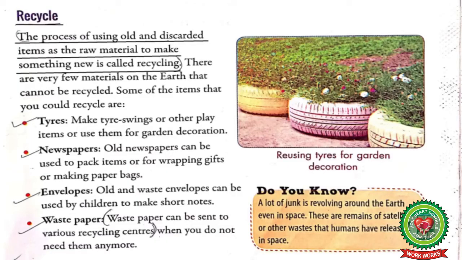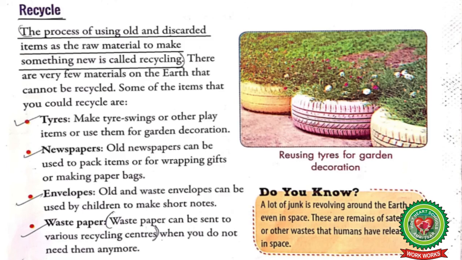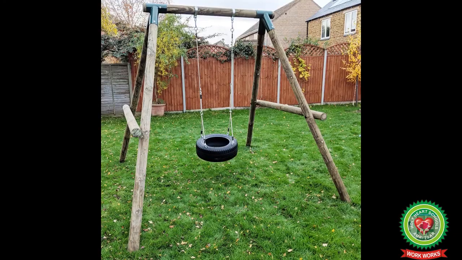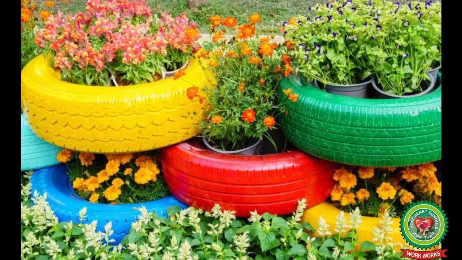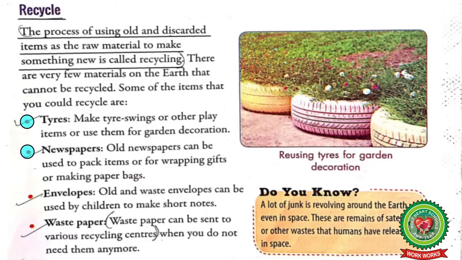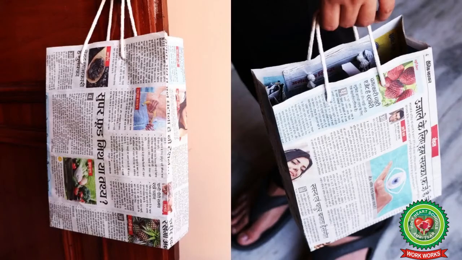Now next is recycle. Recycle means making new things out of used things. Students, the process of using old and discarded items as the raw material to make new things is called recycling. Students, the items that can be recycled are number 1, tires. Tires can be used to make tire swings or other play items and are also used for garden decoration, etc. Number 2 is newspaper. Newspapers are used to pack things, for wrapping gifts and for making paper bags.